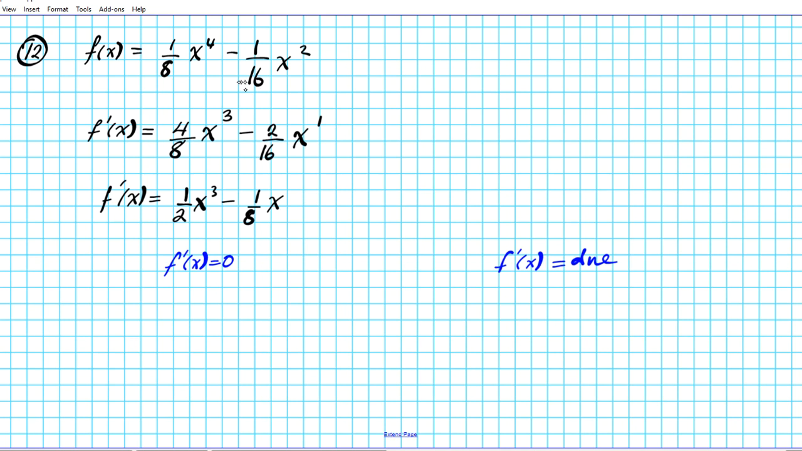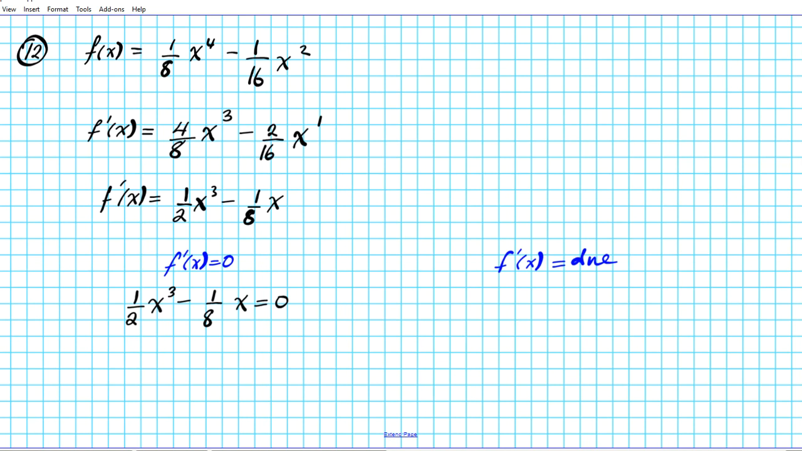Now this function is also a polynomial function. Don't let these fractional coefficients deceive or distract you. This is a polynomial function. We're just focusing on the powers of the variables, making sure that they are positive integers. Now let's see the first condition, where the derivative is equal to 0. You take your derivative, 1/2 x to the third minus 1/8 x, set it equal to 0, and solve.